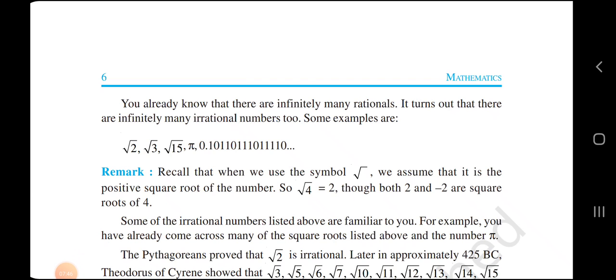We know that there are infinitely many rational numbers between any two rational numbers. Similarly, there are infinitely many irrational numbers. Some examples: root 2, root 3, root 15, pi, and 0.10110111011110... are examples of irrational numbers.